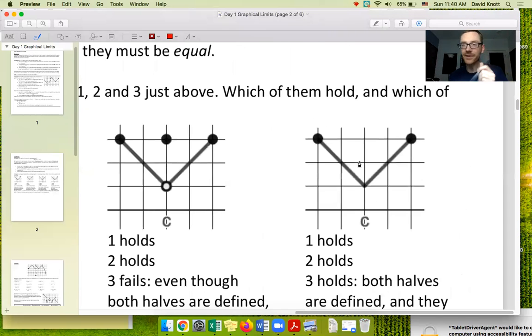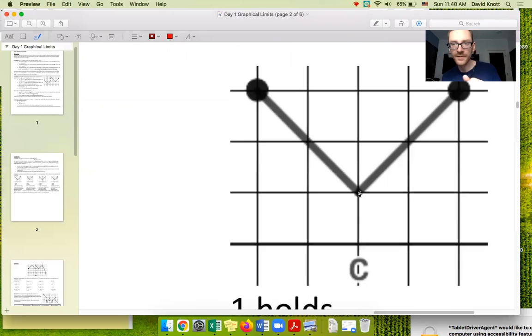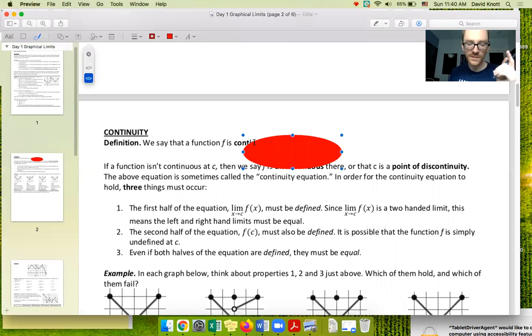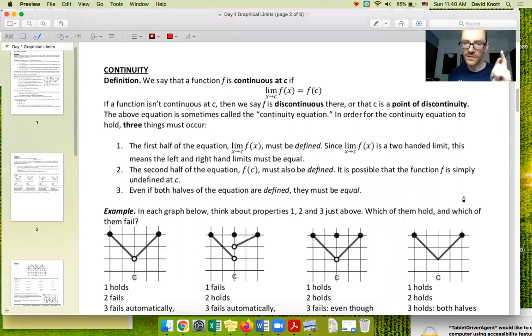Finally, we move on to here, okay? Do you see any gaps in the graph here? I don't see any gaps in the graph. So we should expect that this function is actually continuous. In other words, we should expect that this equation is actually true in this case, okay? Well, let's check. Let's check the 3 things.